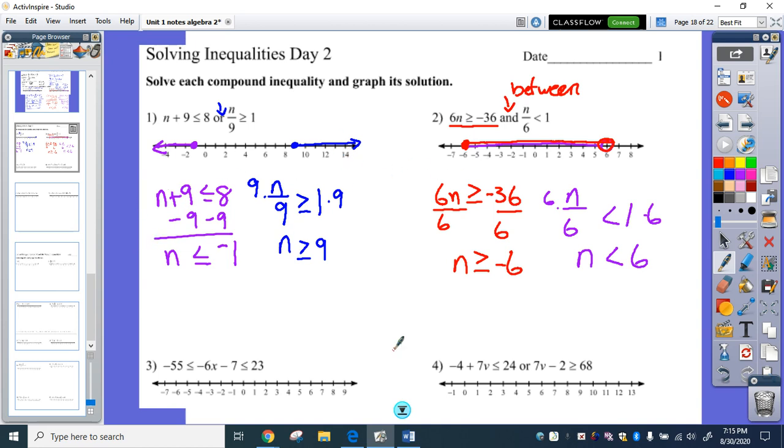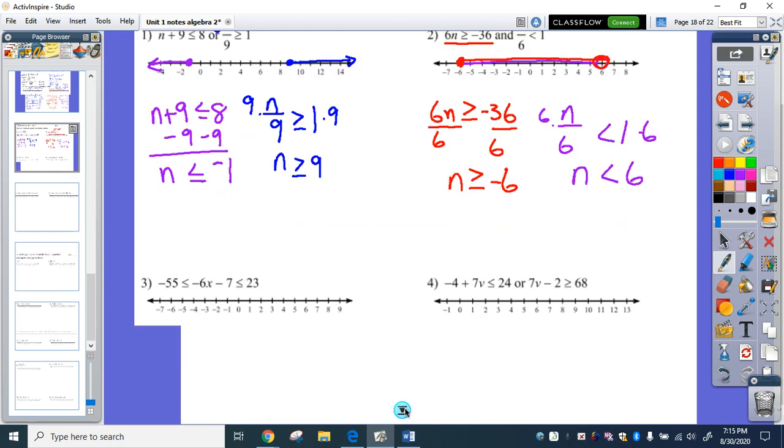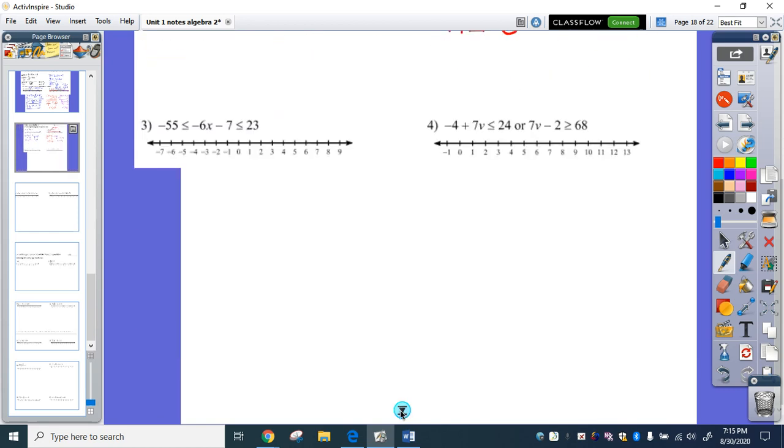So if we take a look at problem number 3, this is the other way that they can show you an and problem. They didn't put the word or and in this problem, but the way that they wrote it with two inequalities, this is what we call a compound inequality. That's their way of saying this answer is going to end up looking like an and problem. So let's rewrite it down here and we'll solve the whole thing. -55 is less than or equal to -6x minus 7 is less than or equal to 23.